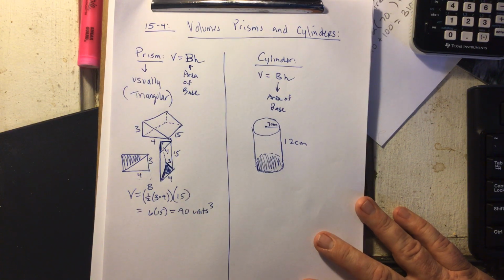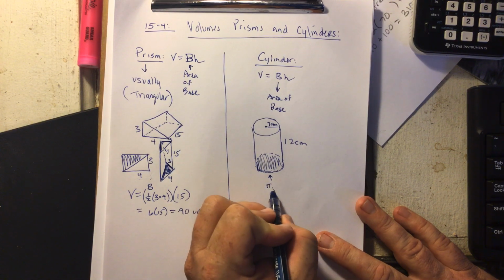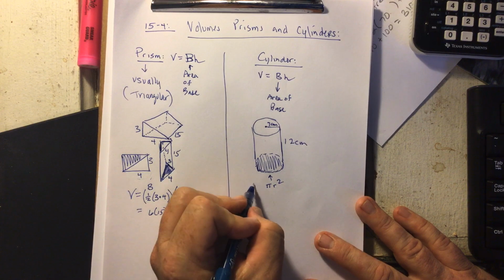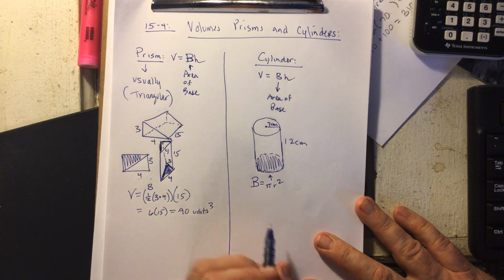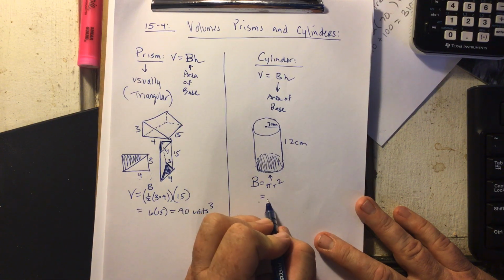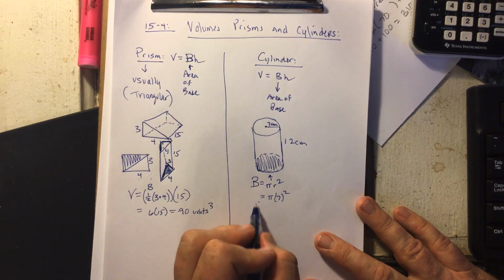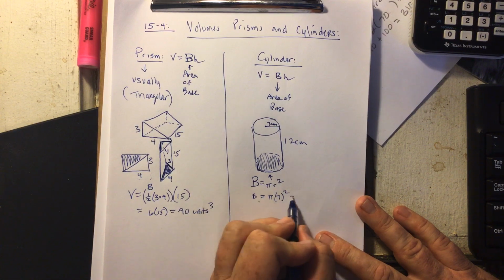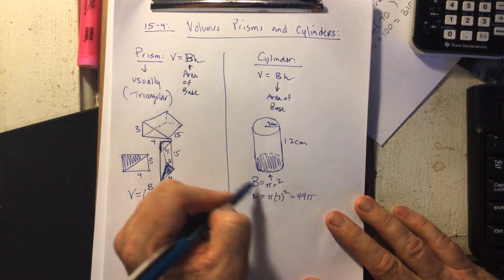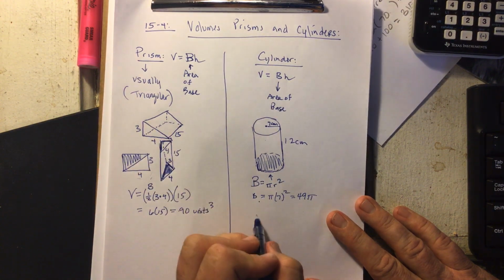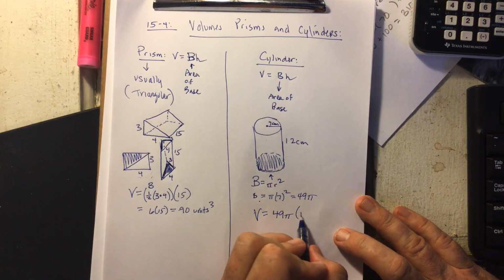If that's the base of this whole thing, then we know that the area of this is equal to pi r squared. So our big B, the area of the base, is equal to pi r squared because it's a circle. Our r is 7. So now we've got pi times 7 squared, so B is equal to 49 pi. Well, my volume is always the area of the base times the height. So we have our base area, which is 49 pi, times 12.